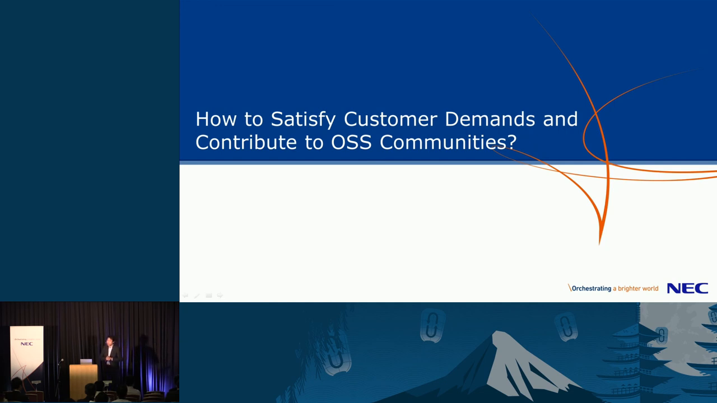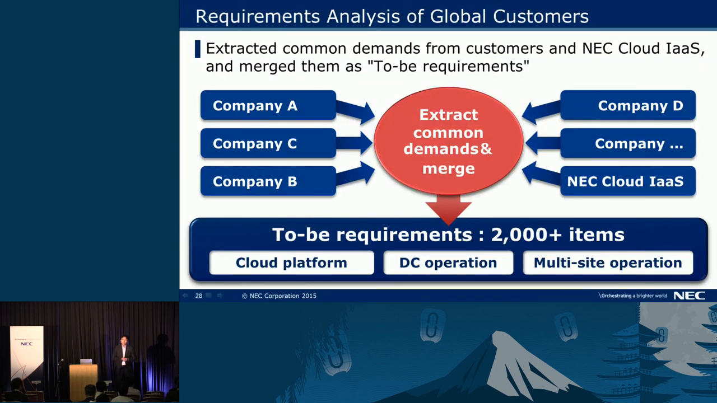Next slide is how to satisfy customer demand and contribute to OSS communities. We got several RFIs and RFPs, and we extracted common demands from the customers. That's over 2000 requirements, plus alpha.